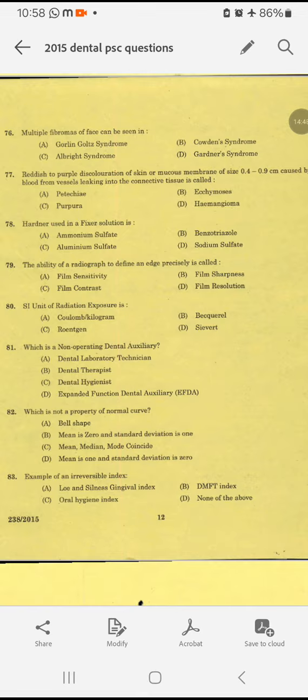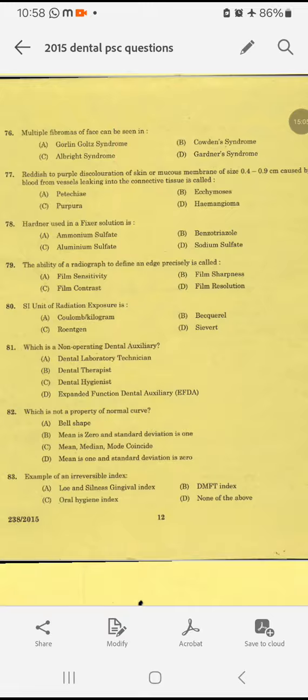Question number 81. Which is a non-operating dental auxiliary? Dental laboratory technician, dental therapist, dental hygienist or expanded function dental auxiliary. Who is non-operating? Of course, a technician is not an operating auxiliary, isn't it? So dental laboratory technician, 81A.